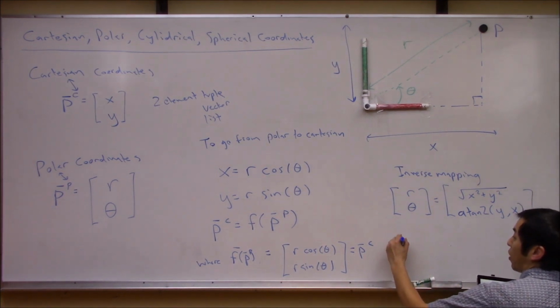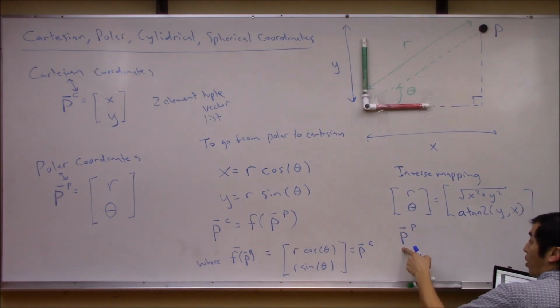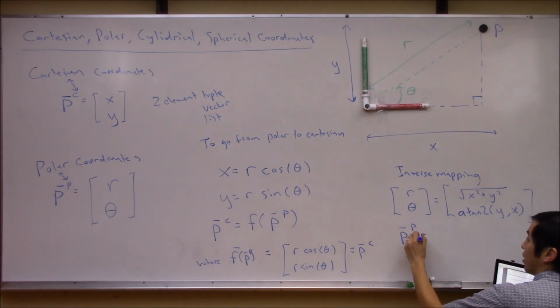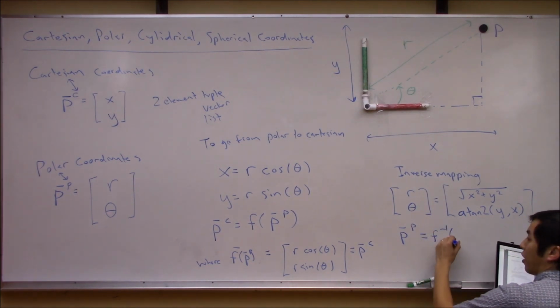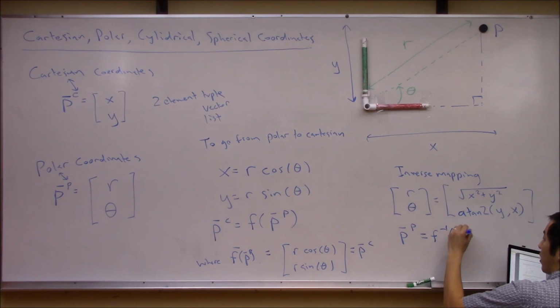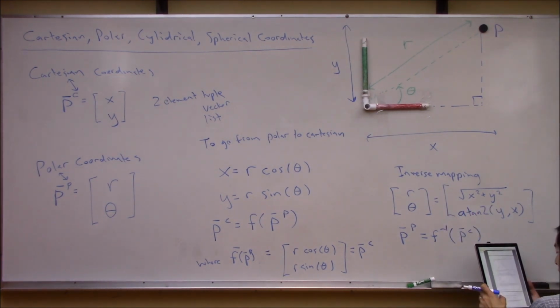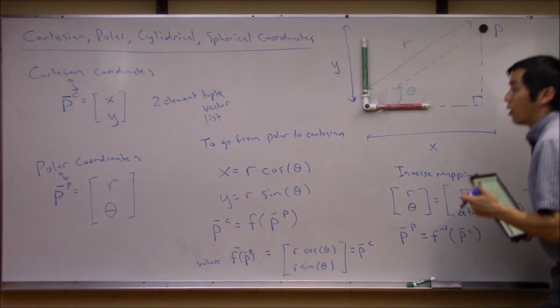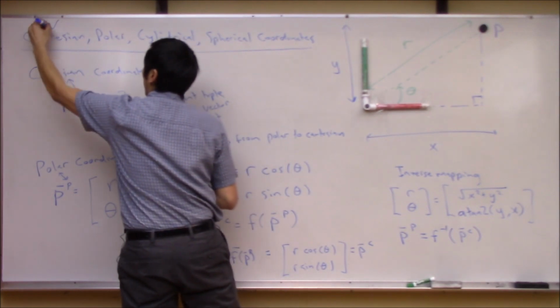Okay, so this is basically your inverse mapping. So now if you wanted to get this point P expressed in the polar system, this is f inverse of the point in the Cartesian frame, where f inverse is the mapping here, right? Okay, so that's the concept of Cartesian and polar coordinates. So I think we can say check, check.